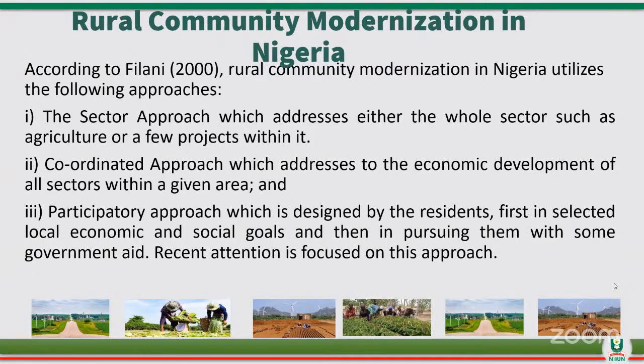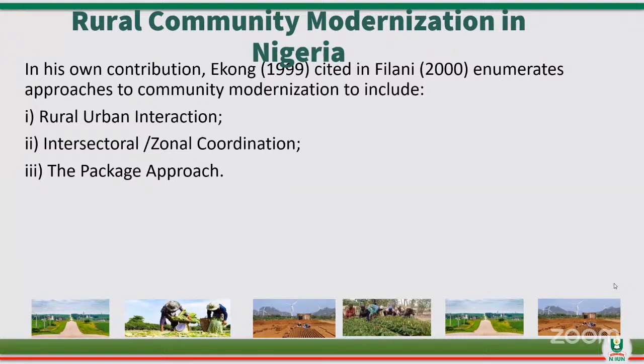And then the third one is the participatory approach, which is designed by the residents first in selecting local economic and social goals, and then in pursuing them with some government aid. Recent attention is focused on this particular kind of approach, that is the participatory approach.